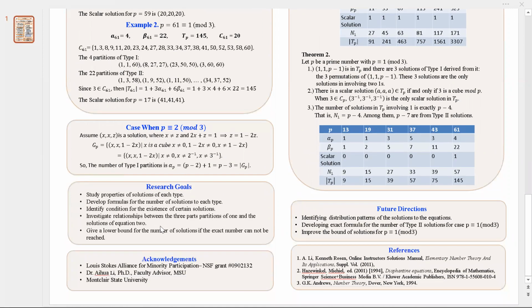In my research goals, I essentially focused on developing equations that represent type 1 and type 2, type 1 being alpha P and type 2 being beta P, as well as to continue the number of solutions in cases for P congruent to 2 mod 3 and P congruent to 1 mod 3. That will be further explained in my main results.